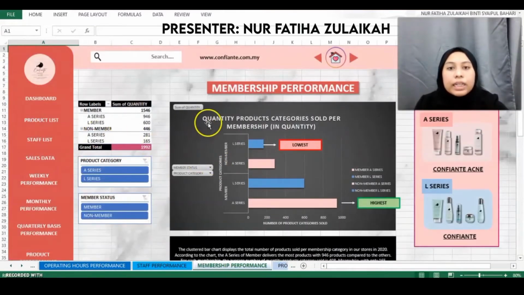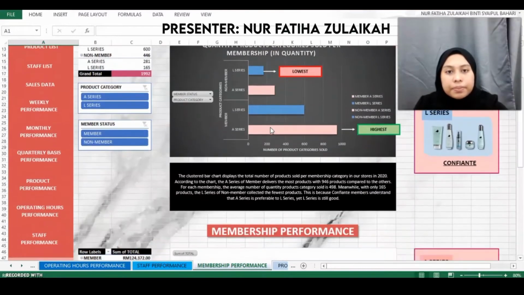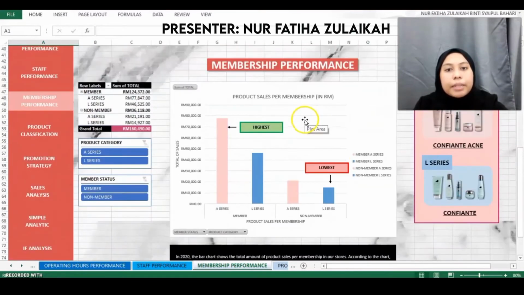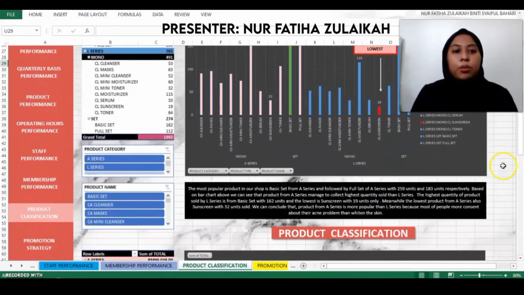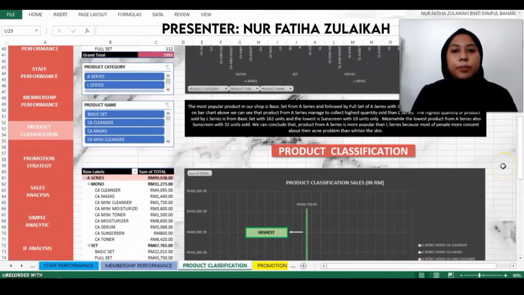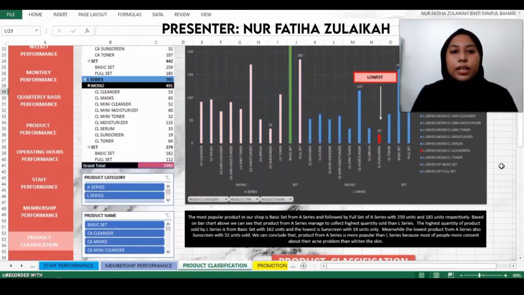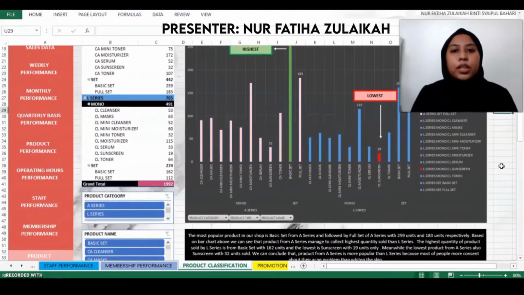Next, membership performance. Here we provide product categories sold per membership in quantity, product sales per membership in ringgit Malaysia. Next is product classification. As you can see here, we provide product classification transaction in quantity and product classification sales in ringgit Malaysia. Product classification is used to analyze product popularity, classify product into meaningful categories. It helps us to decide which product is profitable and so on.